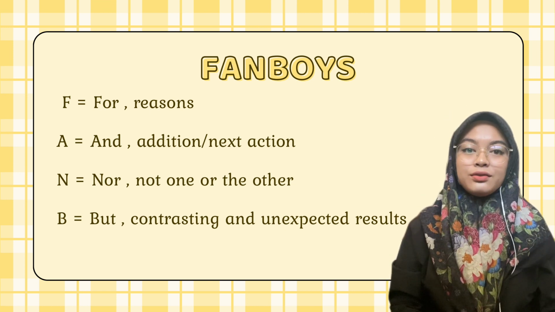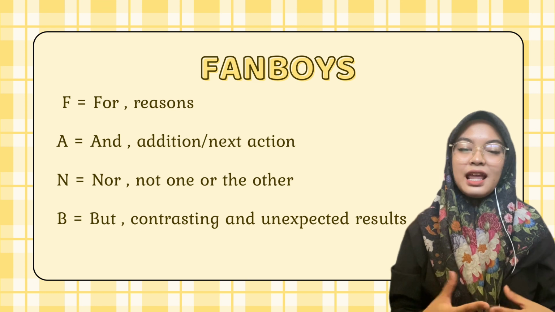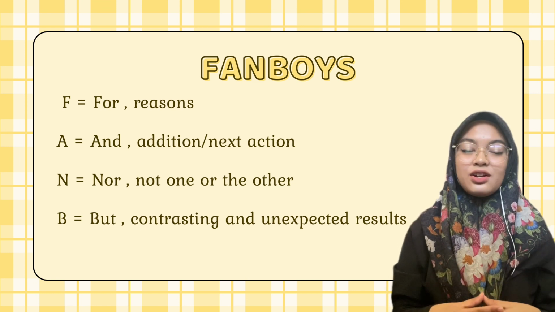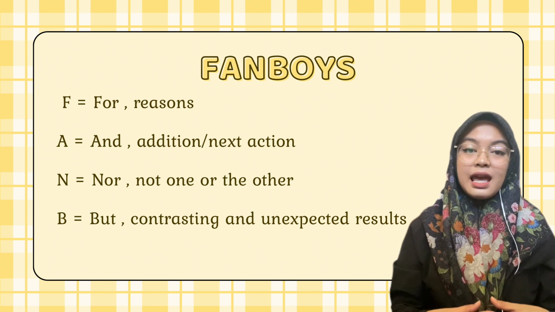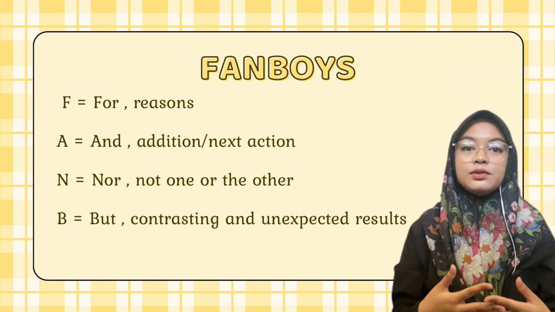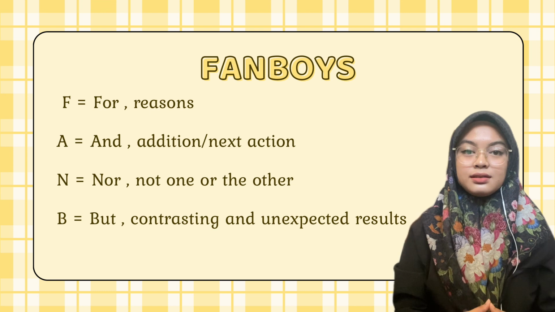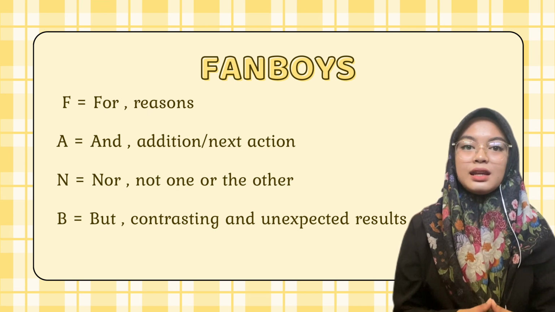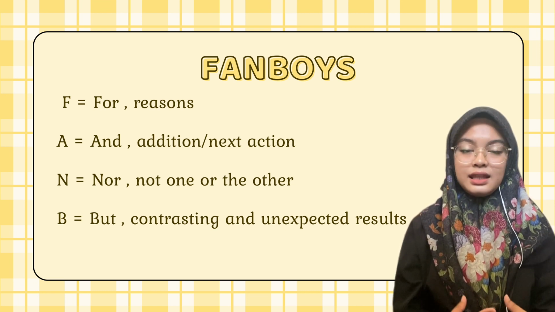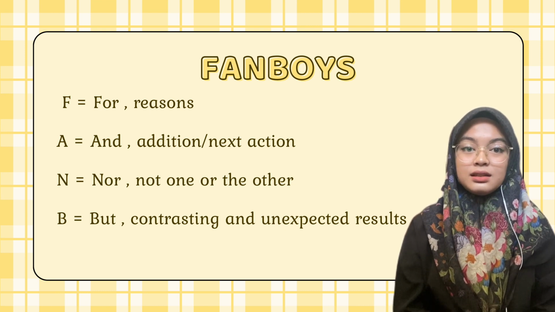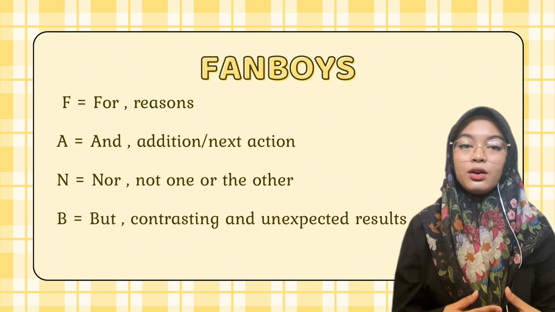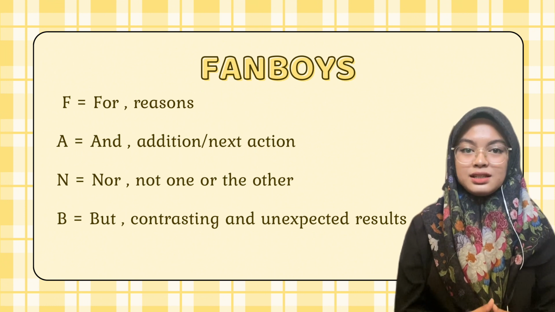First, we have "for". This is what I like to call the fancy version of "because". It serves the same purpose and explains the why, or the reason behind the first clause. Next, we have "and". This is great for listing things, joining two independent clauses that are in agreement, or explaining the next section.